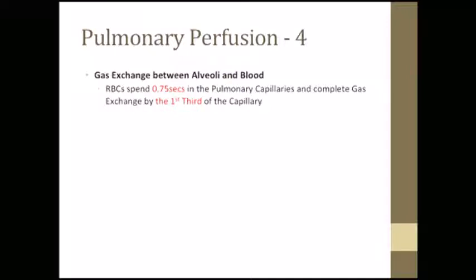So the next thing I'll be going through is the gas exchange between the alveoli and the blood. Red blood cells spend about 0.75 seconds in the capillary, and they finish their gas exchange by the first one-third of the capillary. So this is quite important because they like to dump these random figures onto you guys. So remember, 0.75 seconds and the first one-third. And this allows for a greater reserve. So you have more reserve to play with if you ever need to absorb more oxygen.